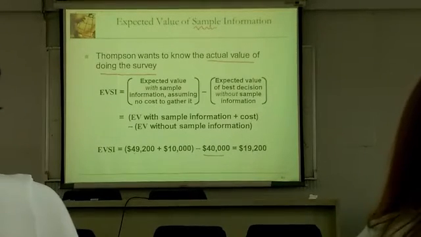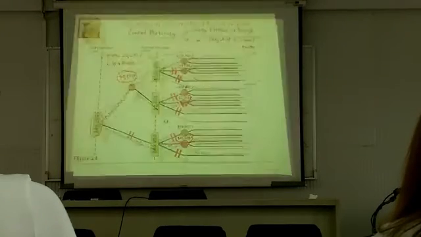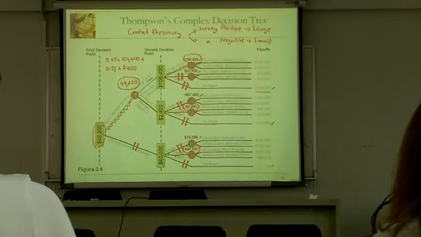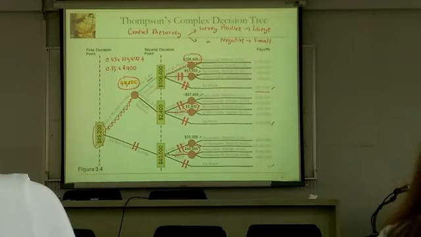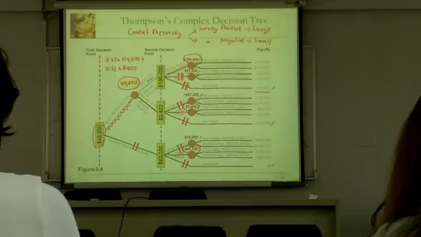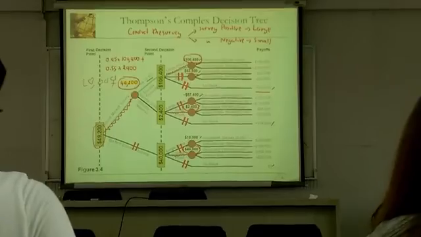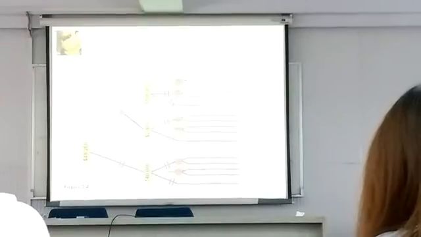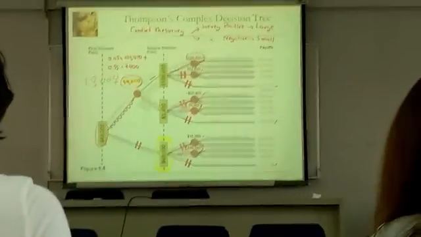So when you go back to that decision tree, basically the answer is going to be equal to this number, expected value with sample information. So it's going to be this number plus the cost of the survey. So the cost of the survey is equal to 10,000. So this number plus 10,000, right? And then subtract this number. I cannot highlight it, but basically this number is the expected value without sample information.